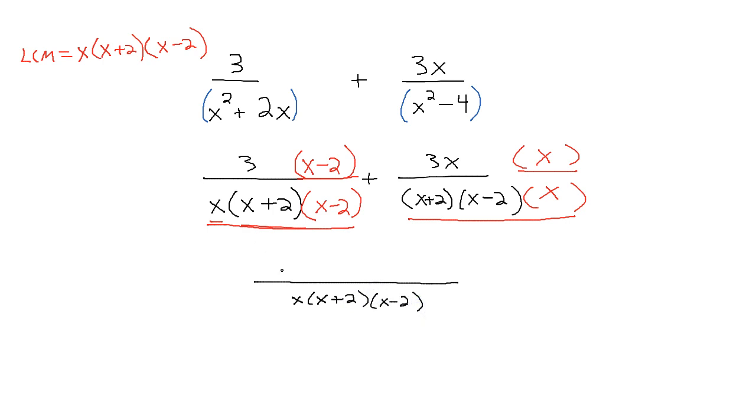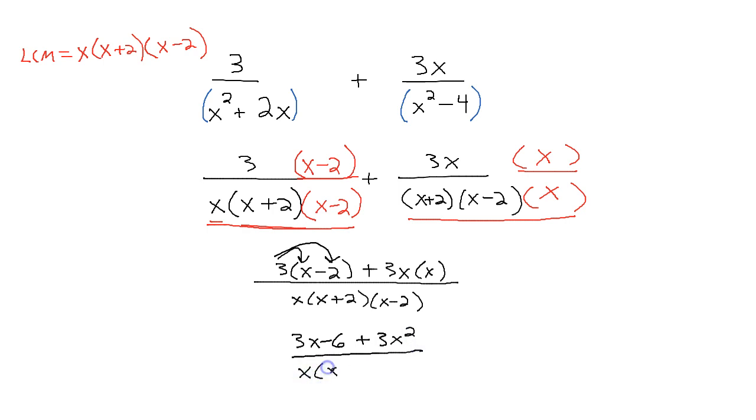And then on the top, what I've got is 3 times the quantity x minus 2 plus 3x times x. So if I clean that up a little bit, I get 3x minus 6, because you're going to make sure you remember to do distributive. And then I have plus 3 times x, that's 3x squared. My denominator stays the same.